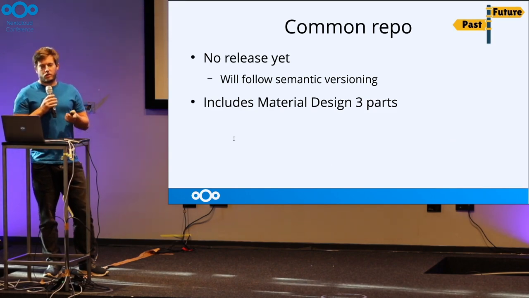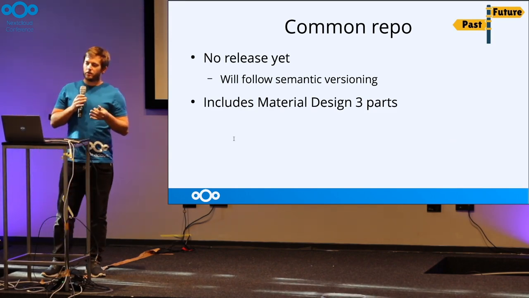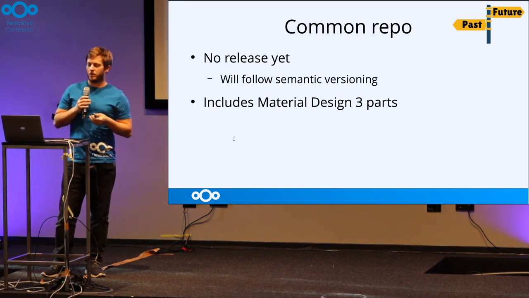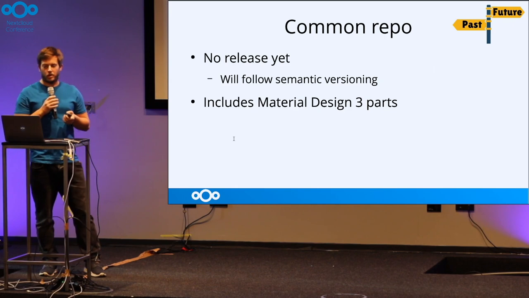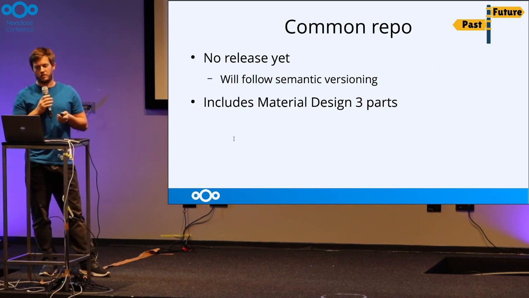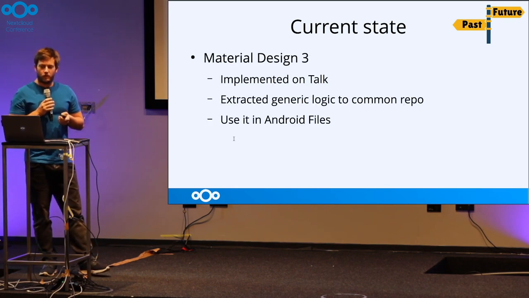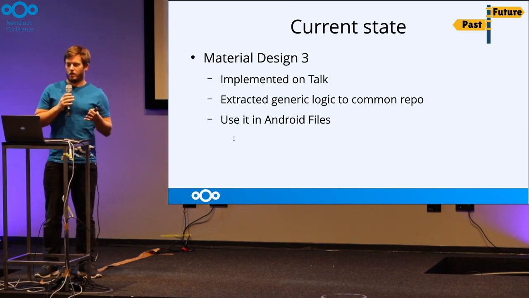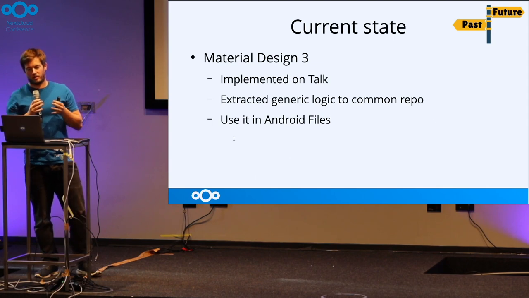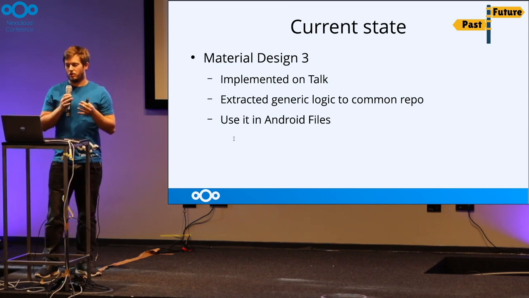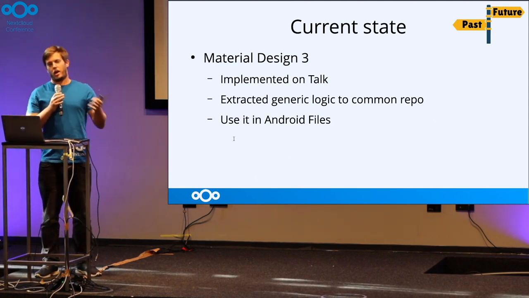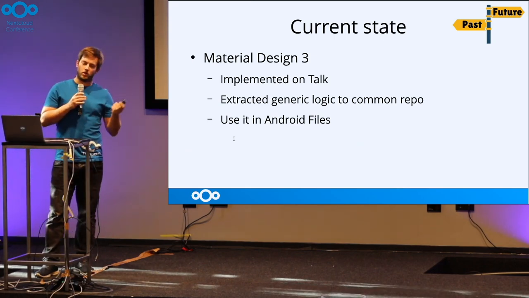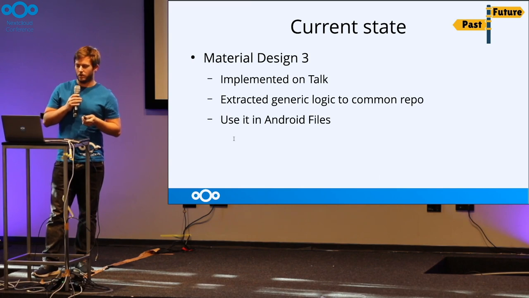On the Common repository, we plan to have releases which follow our semantic versioning, similar to our Android Library. And right now it contains the first parts of the Material Design. And Alvaro did a very great job in implementing first the Material Design on Talk, then extracting the generic and common logic to this repository, and he is now also implementing the same on Android Files, which I showed you yesterday in our keynote.